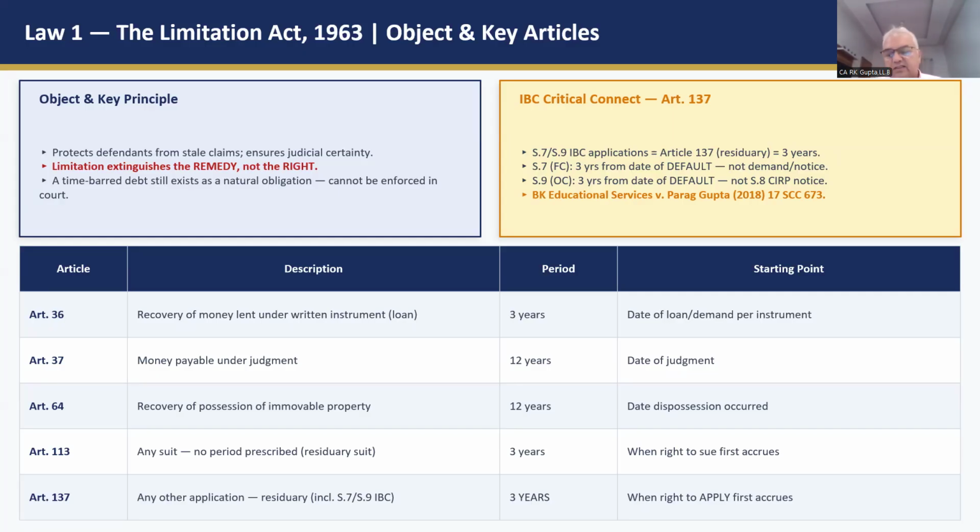So normally the period is 3 years, but in the Limitation Act, if you go in detail, there are various schedules which prescribe the period. Like in case of torts, the period is 1 year. The normal period is 3 years. In case of immovable property, the general notion is that the period is 12 years.